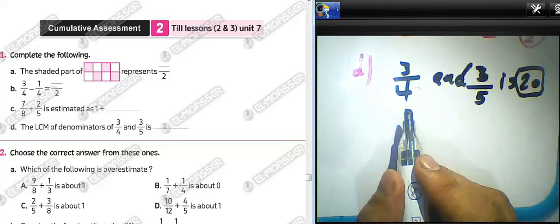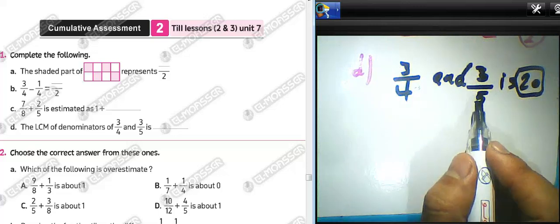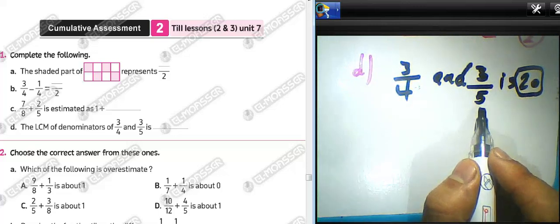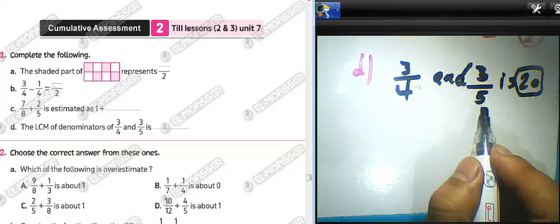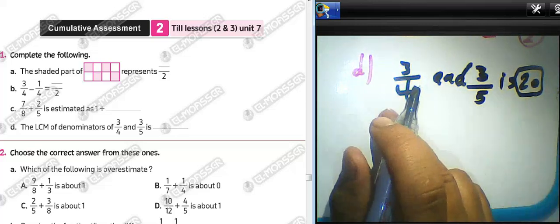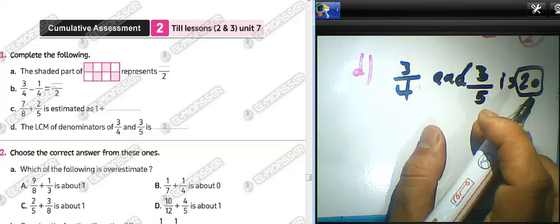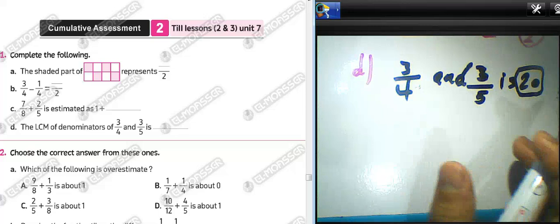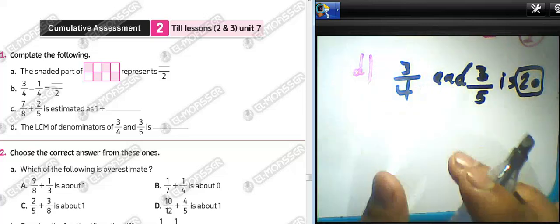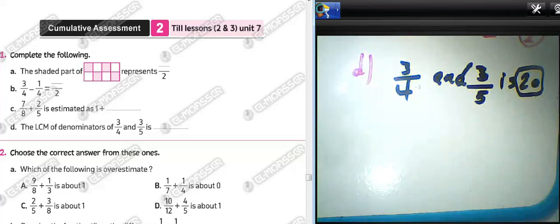Because 5 can't be divided by 4, we must add 5 to 5. It will be 10. 10 can't be divided by 4. Adding 5 again, 15 can't be divided by 4. So we must add 5 again. Last step here, 5 plus 5 plus 5 plus 5 equals 20. 20 can be divided by 4, so 20 is the least common multiple of the two denominators here.